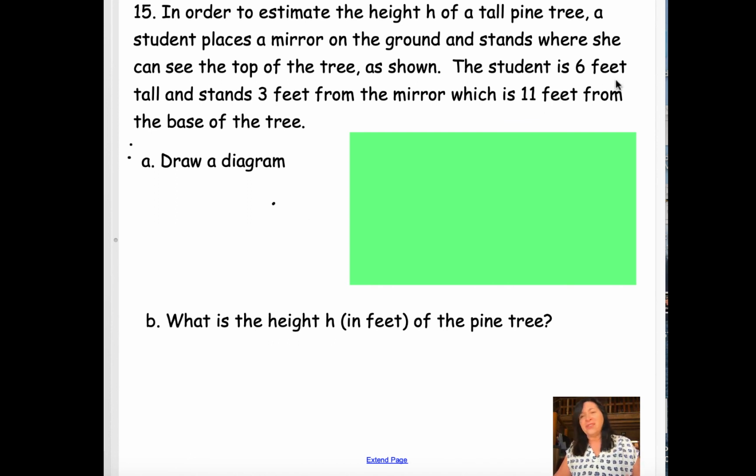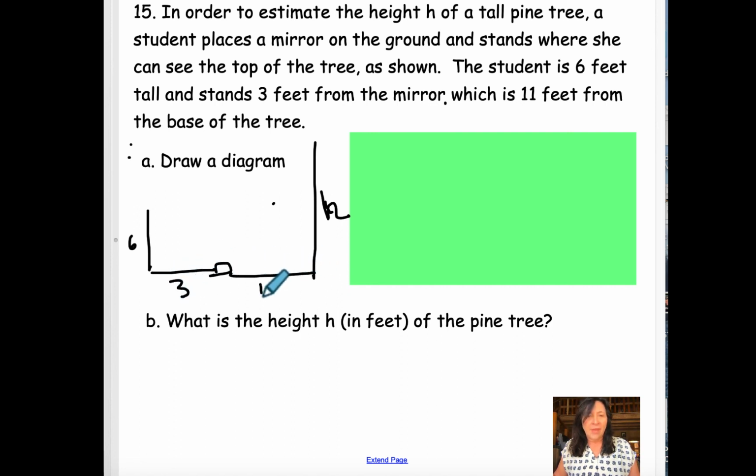The student is 6 feet tall. So let's just say the student's tall, here's the tree, and there's a mirror in here somewhere. It says the student stands 3 feet from the mirror, which is 11 feet from the base of the tree. So I need you to try to draw this because you're going to need to draw this on the test. You've got a person that's 6 feet tall, you've got a pine tree, and we don't know the height, so we're going to call that H. And you know you're 3 feet from the mirror, which is 11 feet from the base of the tree.